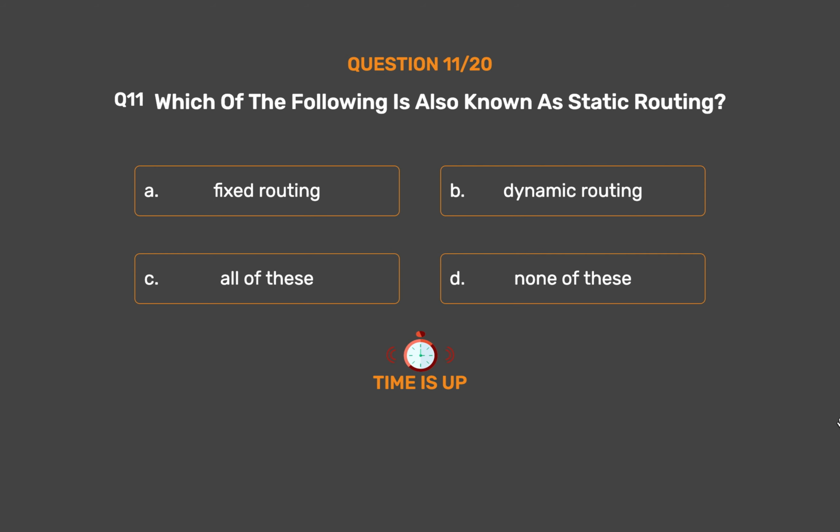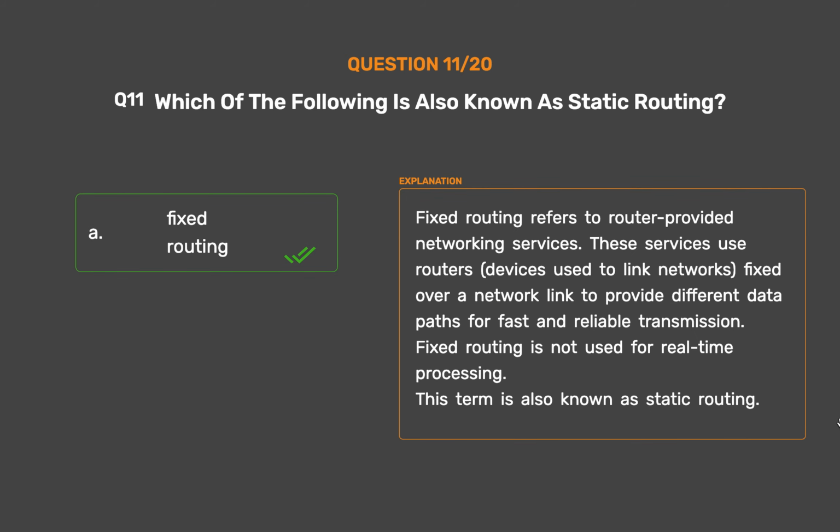The correct answer is option A, fixed routing. Fixed routing refers to router-provided networking services. These services use routers, devices used to link networks, fixed over a network link to provide different data paths for fast and reliable transmission. Fixed routing is not used for real-time processing. This term is also known as static routing.